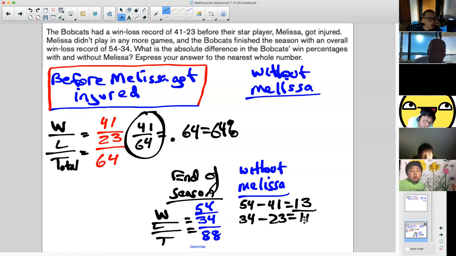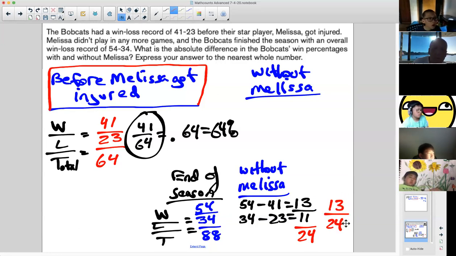But hold on, listen. Without Melissa, their record was 13 and 11, out of 24. So we're actually looking at 13 over 24. Who can tell me what is 13 over 24, please? Come on, guys. Isn't it kind of like around 4 times 13? Which is what? Isn't that like 52%? Yeah, 54% maybe?